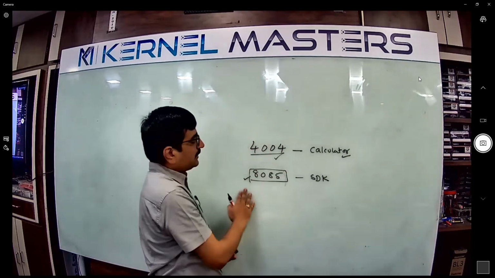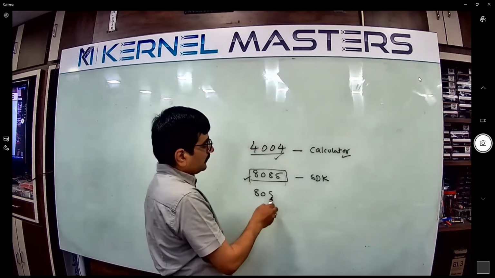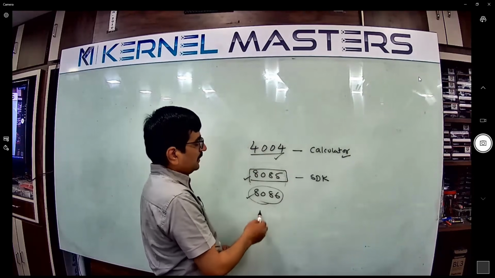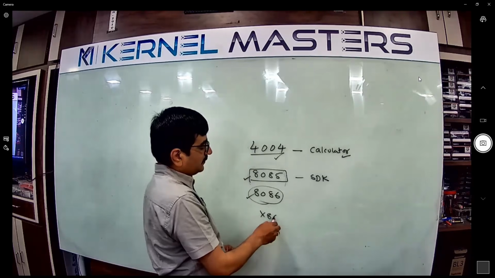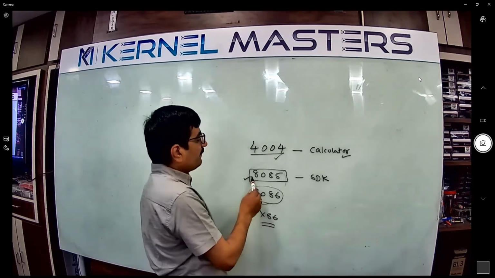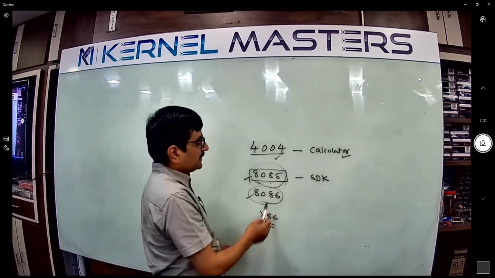After the 8085, Intel introduced the 8086. Everything starting from the 8086 model is why they call everything x86 now, all x86 models. The 8085 is very popular, and after it the 8086 came.